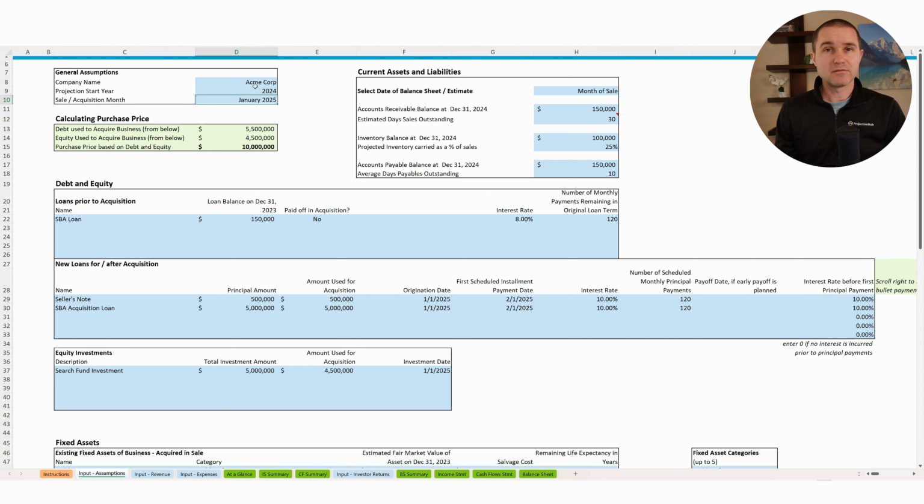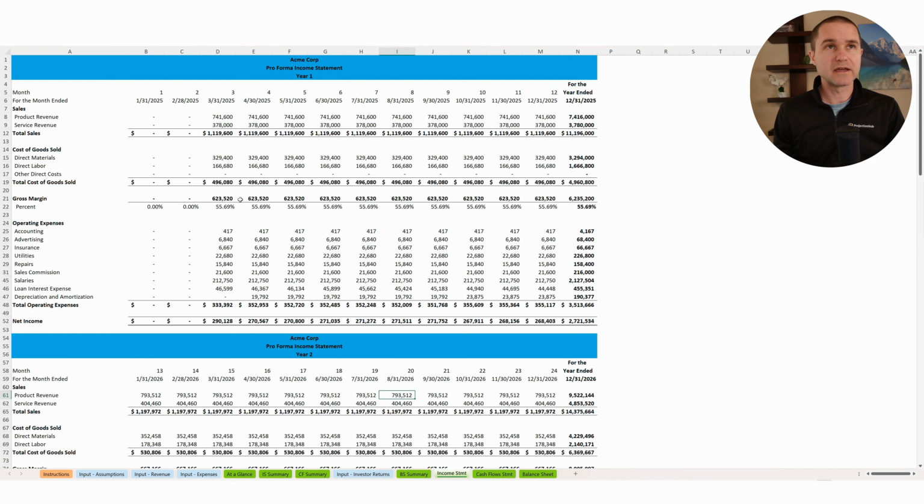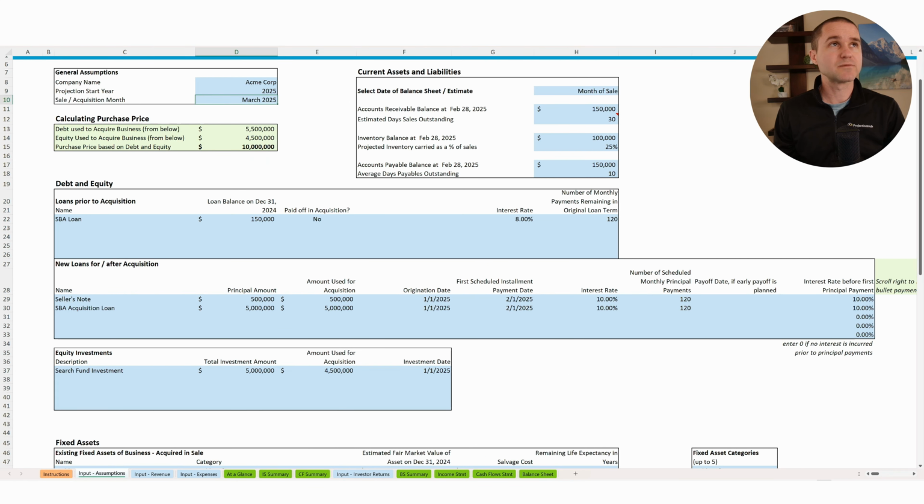So this is just something to be specific and careful about, that you put this in the way that you want to. I would generally say the projection start year should be the same year as the acquisition year. And the other thing to keep in mind, let's say we change this to 3/1, so March 1st, 2025, and we look at the monthly income statement. You're not going to see the first couple months, because you didn't own the business at that point, right? So the projections are only post-acquisition date. So keep that in mind. Let's set this back to January 1.